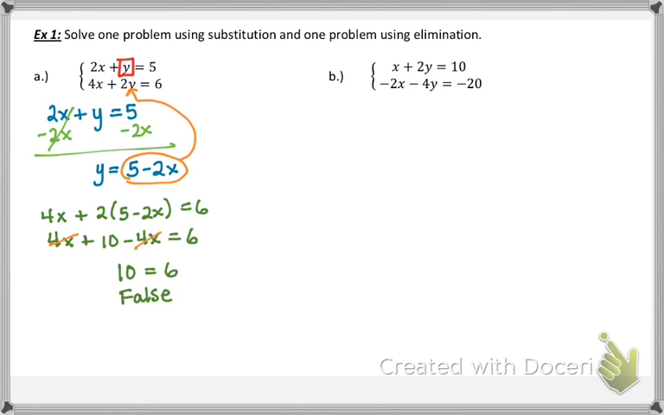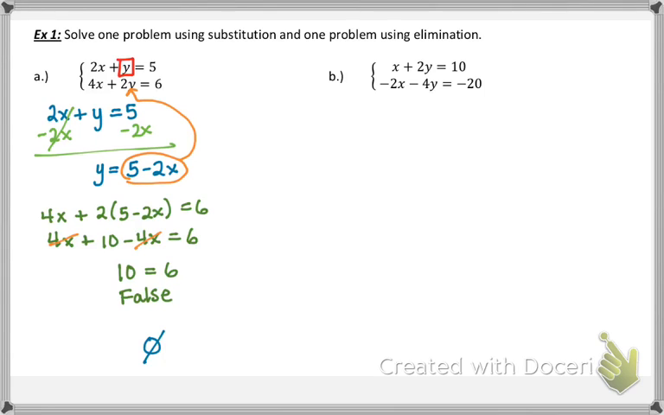And so when your variables cancel out and you get a false statement, that means it doesn't matter what x is. This is always going to be false, and so there is no solution. If you rearrange these two equations into slope-intercept form and graph the two lines, you're going to see that they're going to be parallel lines.